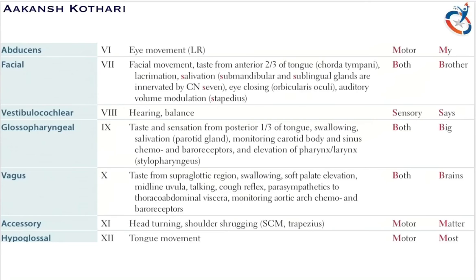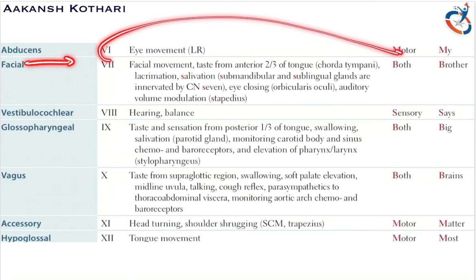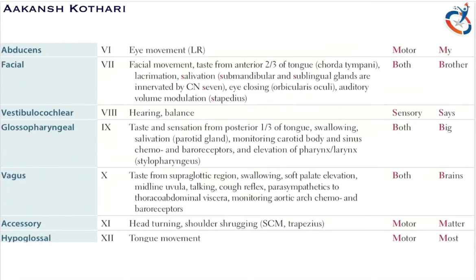it is also used in auditory volume modulation by controlling the stapedius muscle. Am I clear? So it is used in facial movement, taste from the anterior two-thirds of the tongue, lacrimation, salivation, closing of the eye, and volume modulation. Is this clear? So the facial nerve is the 7th nerve, which is both sensory and motor and controls these many activities. Now talking about cranial nerve number 8.